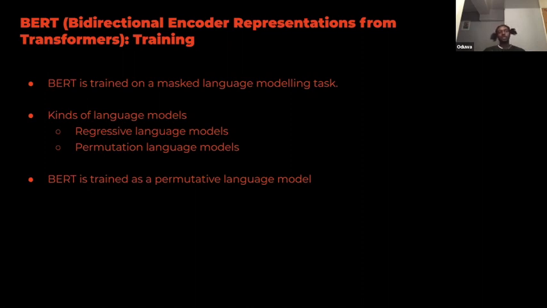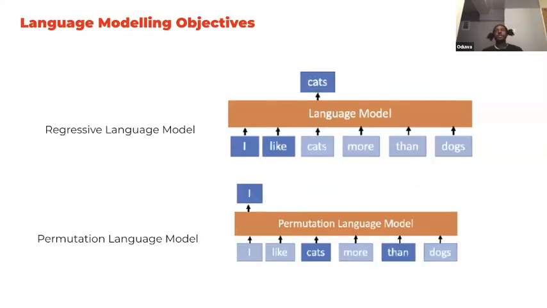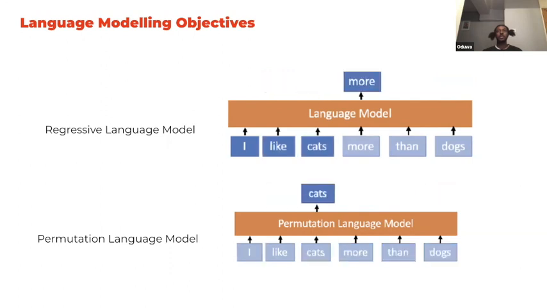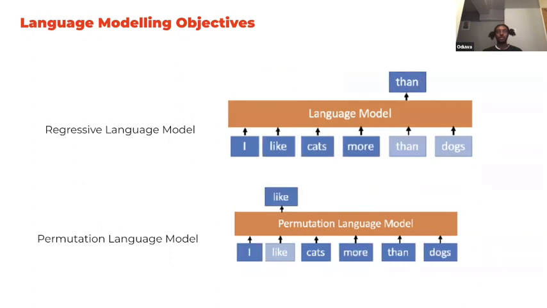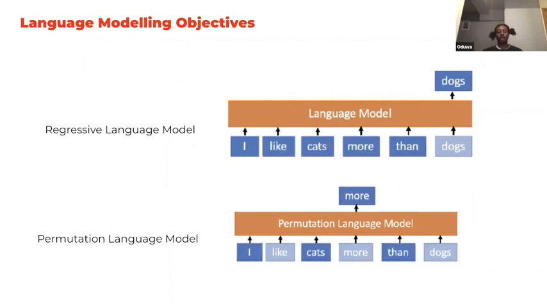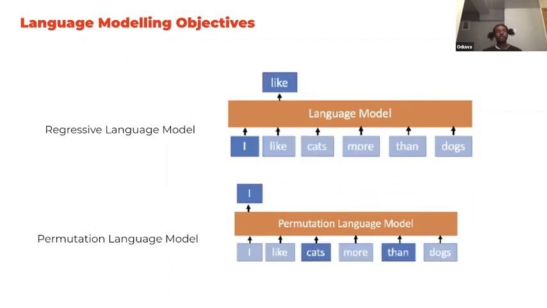Like I said earlier, there are two kinds of language models, the regressive language models and the permutative language models, and BERT is a permutative language model. I'll explain it on the next slide. This is what that looks like in practice. The regressive language models, like the GPTs and the RNNs, go in order and sequence, from left to right. Given the word "I", you want to predict that the next word would be "like". Then given the word "like", you want the model to predict that the next word should be "cats". You're giving some prior input and predicting what the next item in the sequence would be. That's a typical regressive language model.